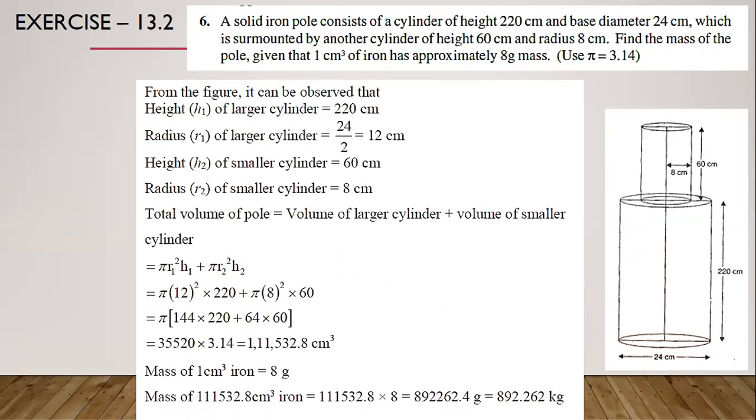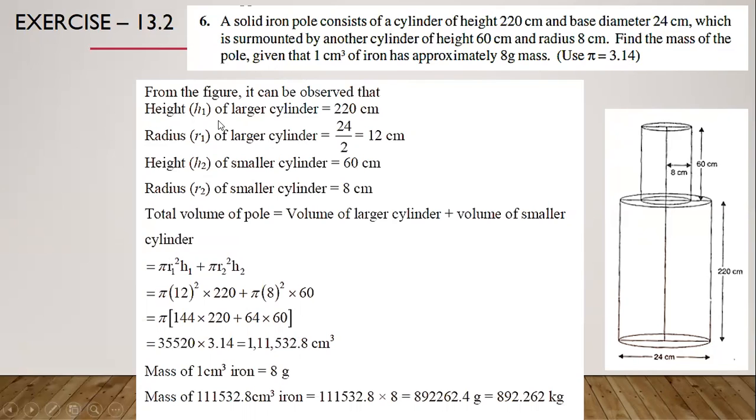Okay. Now moving on to the sixth one. A solid iron pole consists of a cylinder of height 220 centimeter, so this is the first cylinder, and base diameter is given to be 24 centimeter, which is surmounted by another cylinder. That means one more cylinder is on top of this, of height 60 centimeter and radius 8 centimeter. Now find the mass of the pole, given that 1 centimeter cube of iron has approximately 8 gram mass. They've also asked us to use pi to be 3.14.